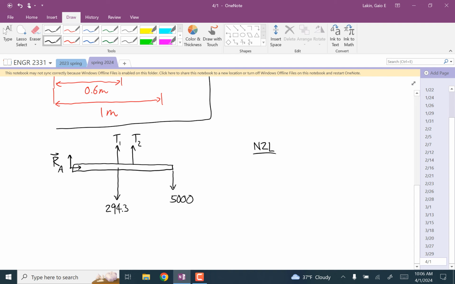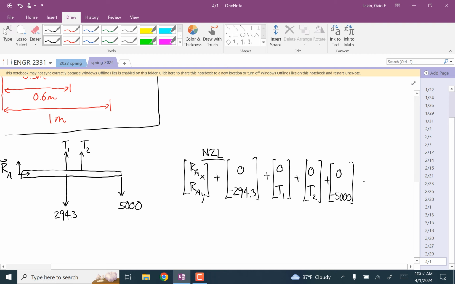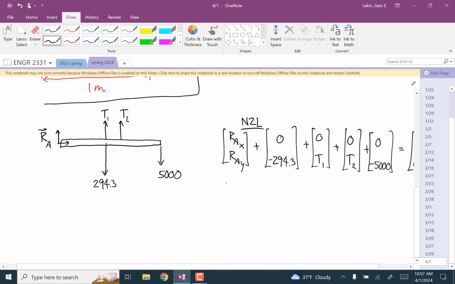So Newton's second law says RAX, RAY plus 0, negative 294.3 plus 0 T1 plus 0 T2 plus 0, negative 5,000. And this is static, so this is equal to 0. And you get RAX is equal to 0.